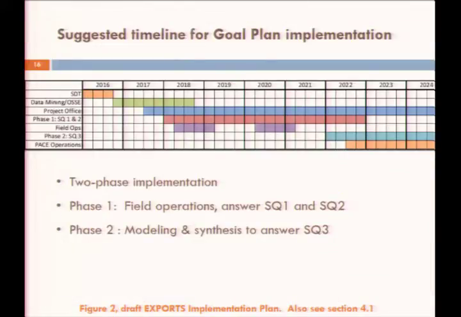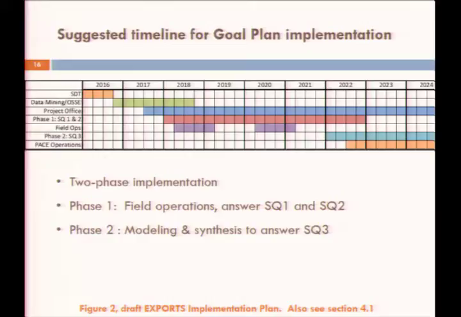Finally, backing out to another timeline, this one is 7 years long. This is the suggested timeline for the implementation of the EXPORTS plan. You can see we are here in the middle of 2016. The science definition team's work is ongoing, but will wrap up in the fall. We already have, in ROSES 2015, a call for data mining and modeling work that will lay the ground, trying to get additional ecosystem and carbon cycling states from existing data sets, so that will get underway.